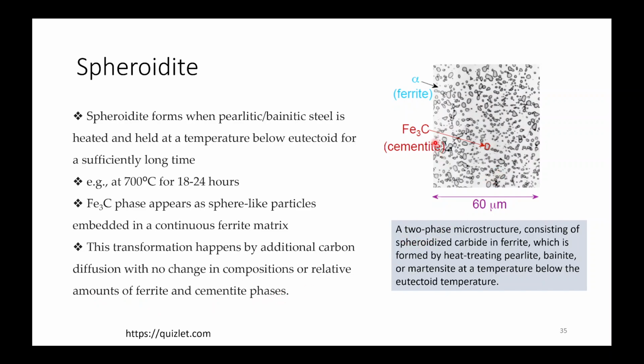And this is what your structure looks like under the microscope. These are your cementite globules and this is your alpha matrix. This is a two-phase microstructure consisting of spheroidized carbide and ferrite, which is formed by heat treating pearlite, bainite or martensite at a temperature below the eutectoid temperature.